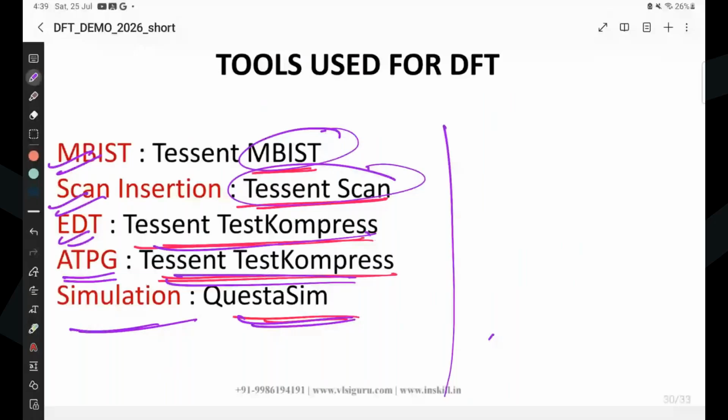Will you be taking theory and labs? That I'm not sure. Which trainer will be allotted will be decided by the management. So I'm not sure about it.